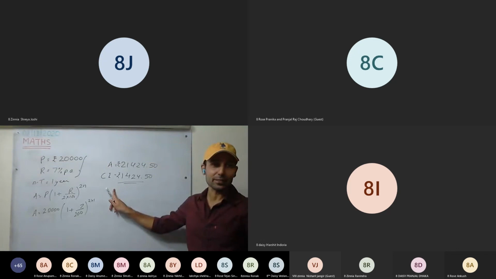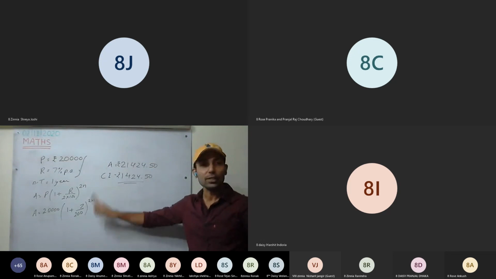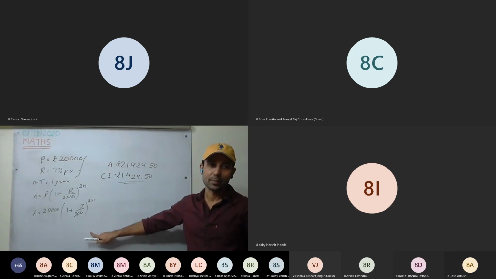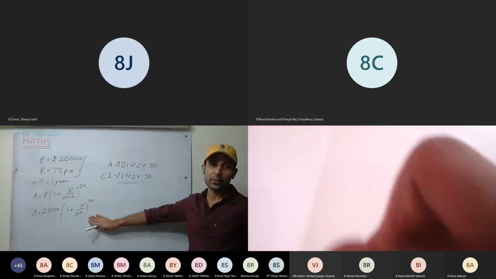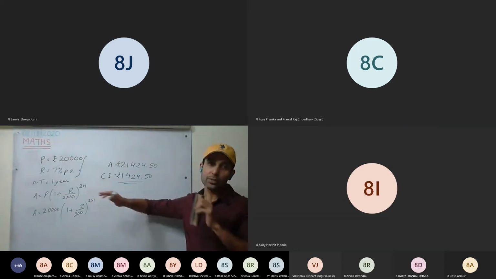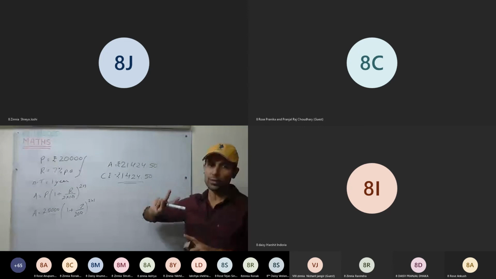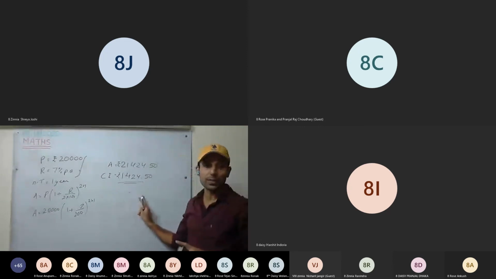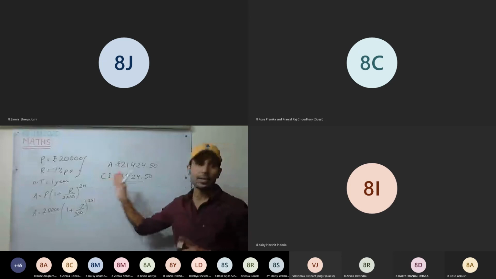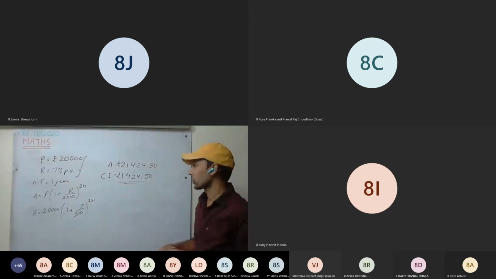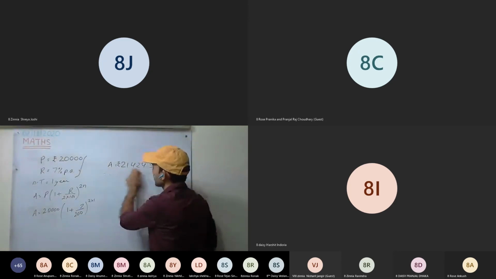Okay, this thing is clear. Have you understood the concept? This concept you always remember: why we have done 2n? Because in each year there are 2 half years. If it is compounded quarterly, that means in each year there will be 4 quarter years. Therefore, 4n, and rate will be R by 4 for each quarter year. Now do the next question.